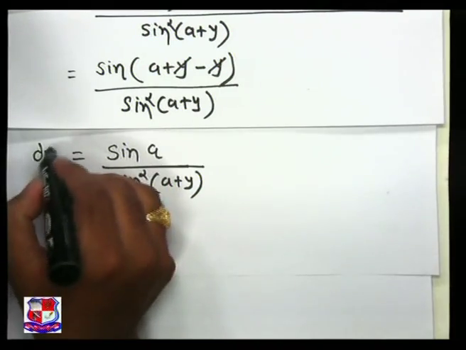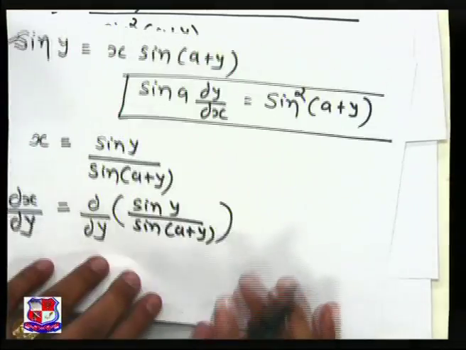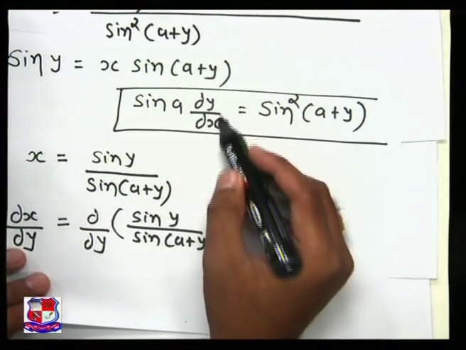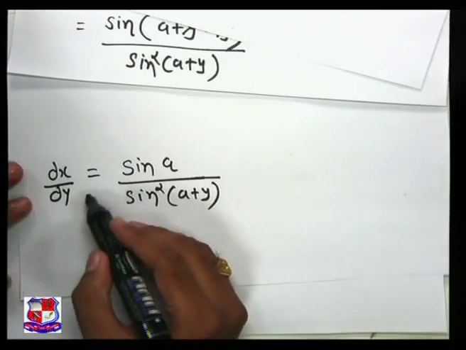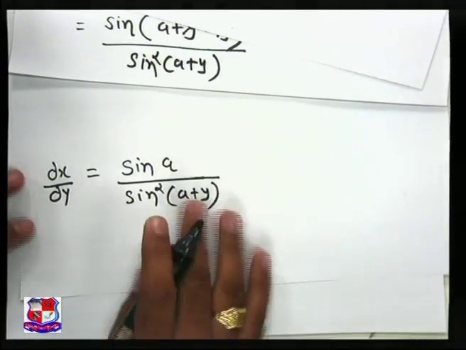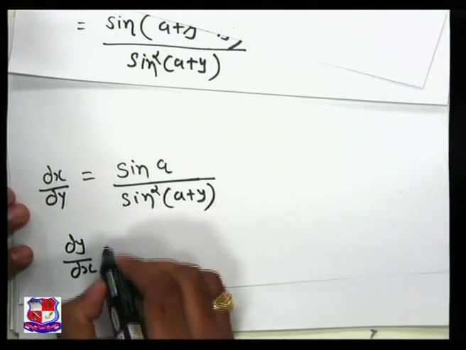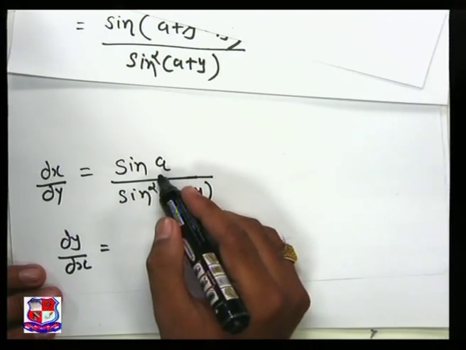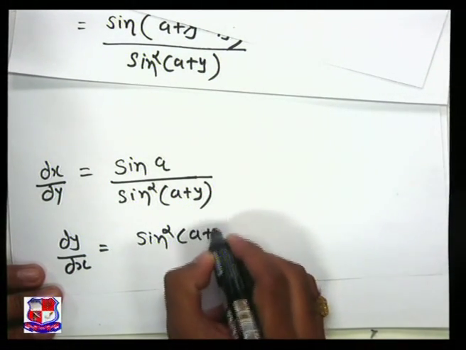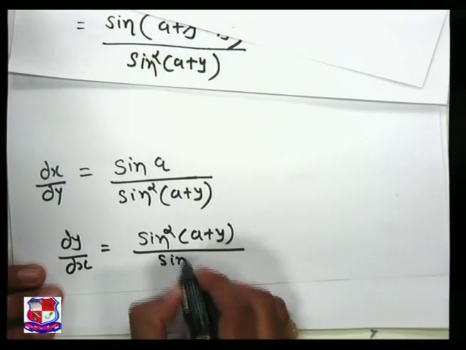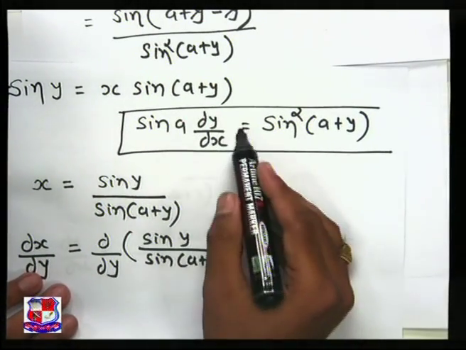So write dx/dy, and just imagine what we want to find, that is dy/dx. When we want to find dy/dx and we have the dx/dy result, dy/dx is nothing but the inverse. So we can write dy/dx equal to, here the numerator becomes the denominator and the denominator becomes the numerator, so sin squared (a + y) divided by sin a. And just imagine what we want to prove, that is sin a into dy/dx.